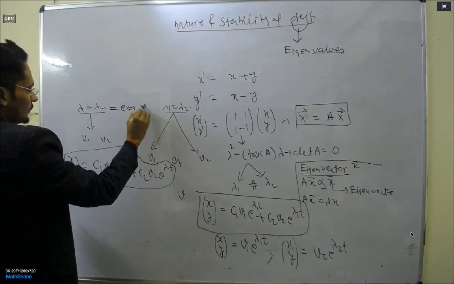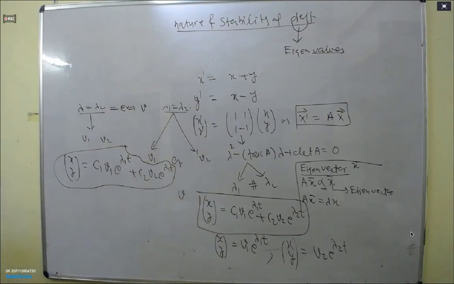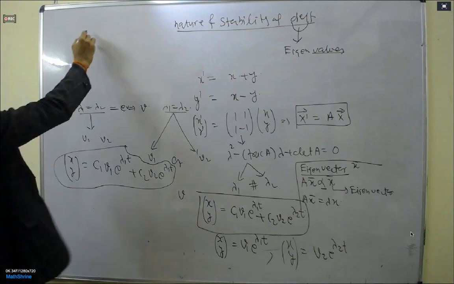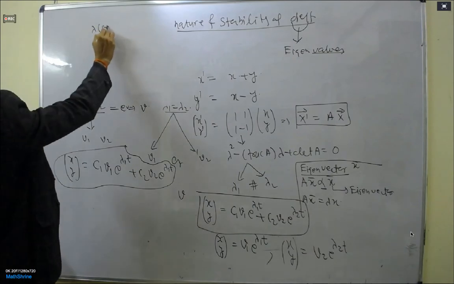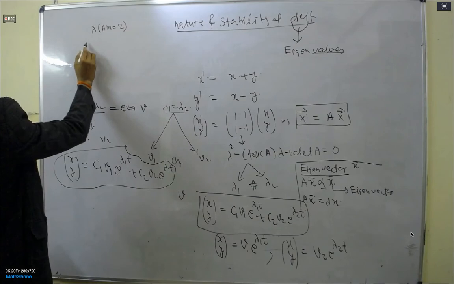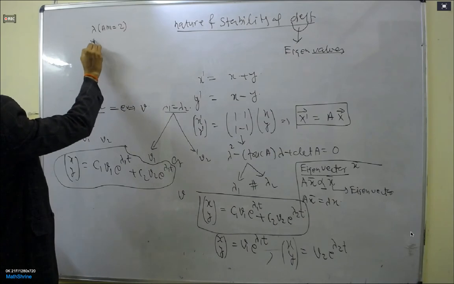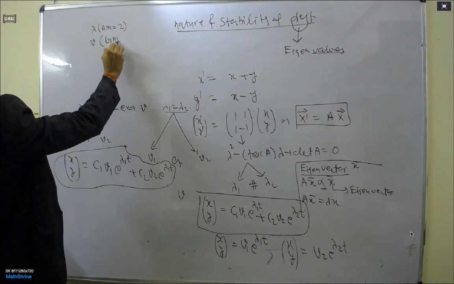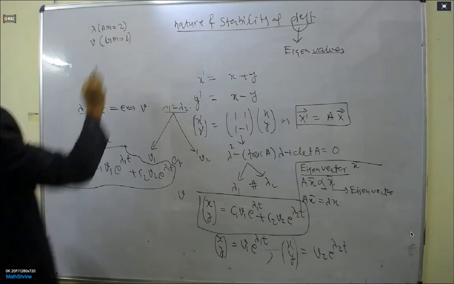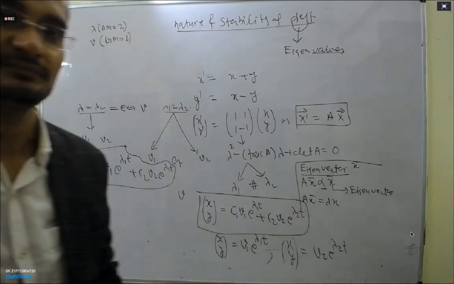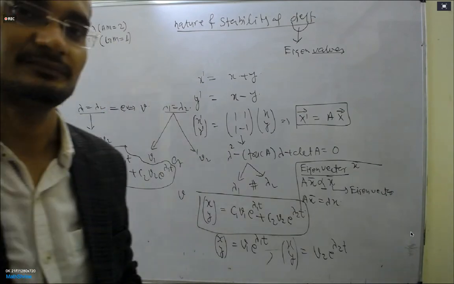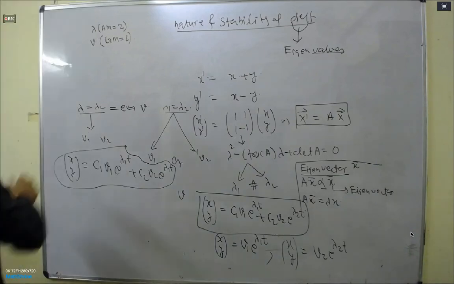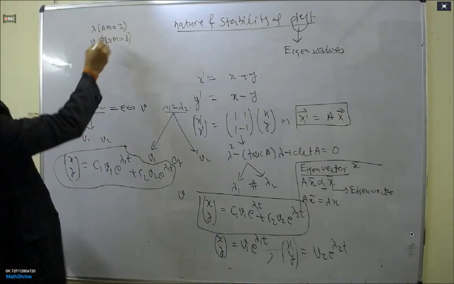is c1 v e raised to the power lambda t plus c2 t times v plus v2 e raised to the power lambda t, or we can write it as w. So this will be your answer.